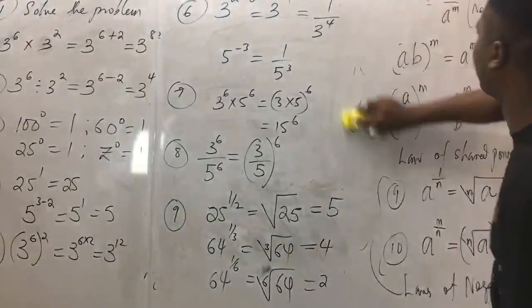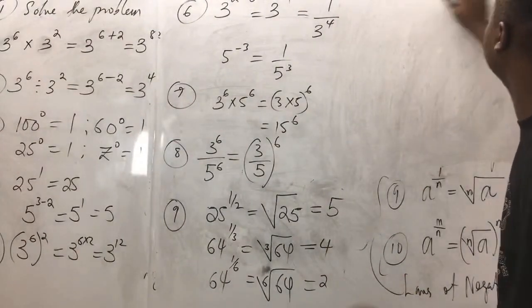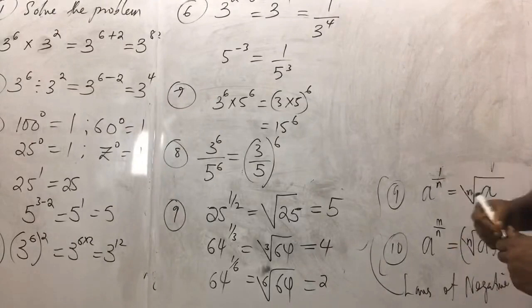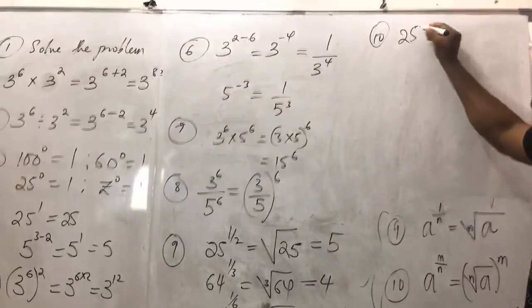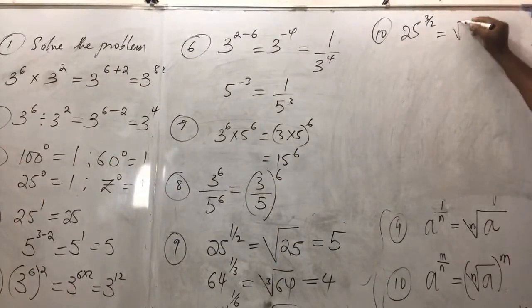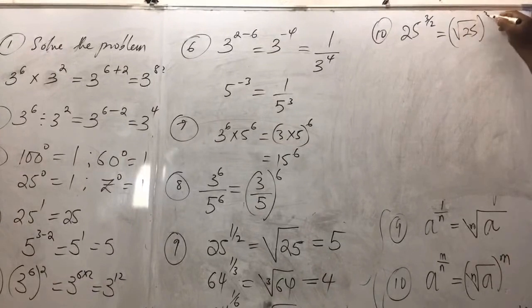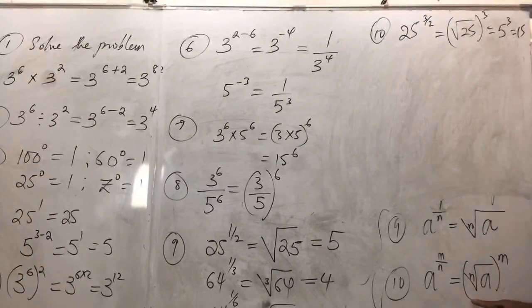Let us now look at law number 10. So for law number 10, quickly, let's look at variations to that problem now. So for this, what if we had 25 raised to the power 3 over 2? The result will be the square root of 25 all raised to the power of 3. And that would have given us 5 raised to the power 3, which is 15, according to law number 10.